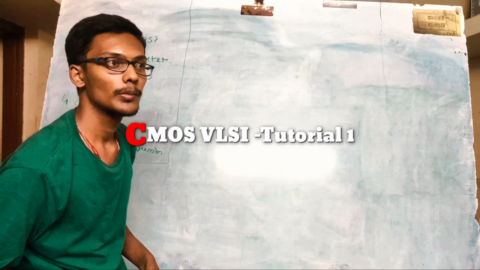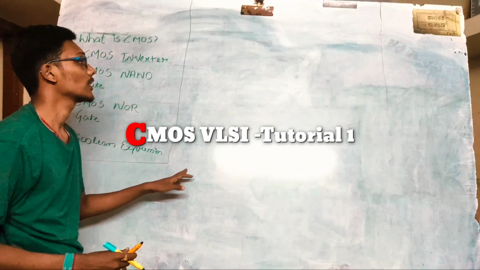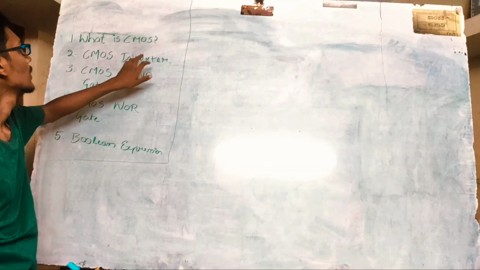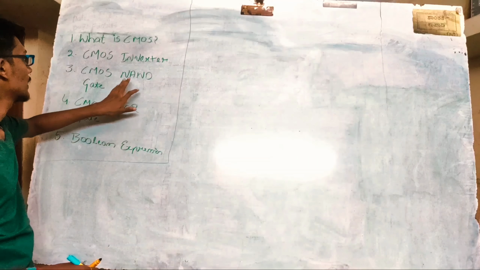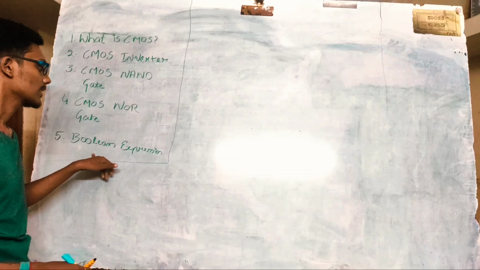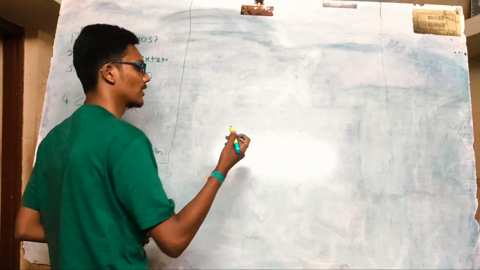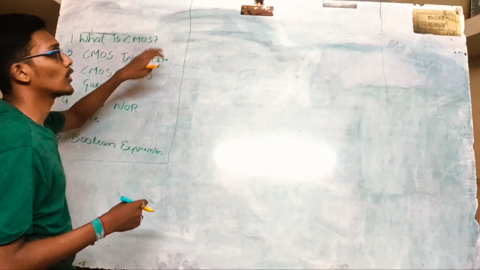Hello guys, today we'll be going to see about the subject called CMOS VLSI. In this tutorial we'll see what is CMOS, we'll implement a CMOS inverter, CMOS NAND gate, CMOS NOR gate, and at last we'll implement a Boolean expression which is given. So first, basically, what is CMOS?